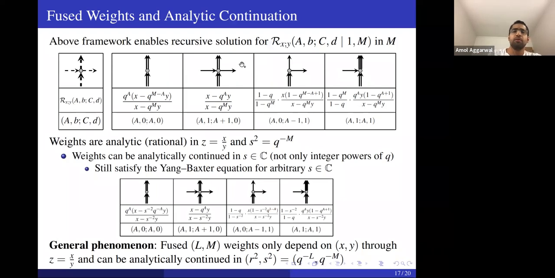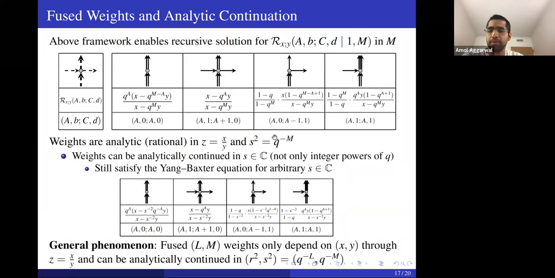computing these weights. Okay, so now a few qualitative points. I've written down the weights fairly explicitly, and I don't necessarily expect you to memorize them. But the two main qualitative points I want to make about them are that they're rational, or analytic, in this parameter z, which is x over y. So first of all, they only depend on x and y through their quotient z, and they're actually analytic, or again even rational, in q to the minus m, or q to the m.